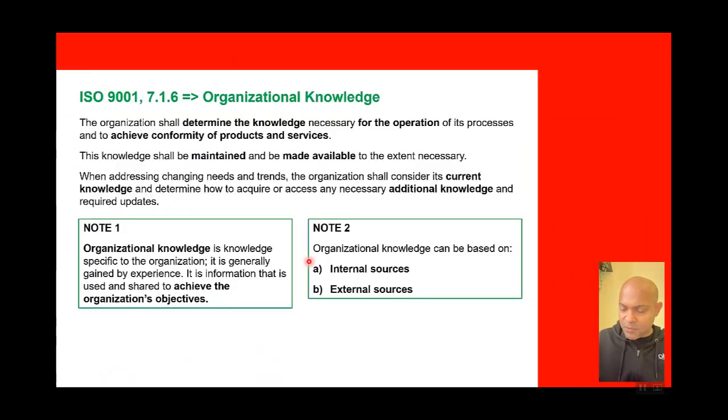This is the 7.1.6 clause of ISO 9001. Let's see what the standard is asking for. The standard is asking that the organization shall determine the knowledge. The organization has to determine the knowledge. For what? For the operation, in order to achieve the conformity of products and services. So this is the necessary knowledge for you to run your business.